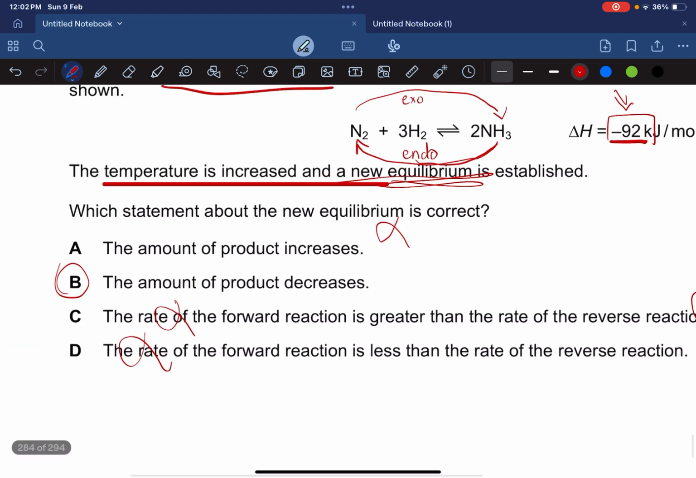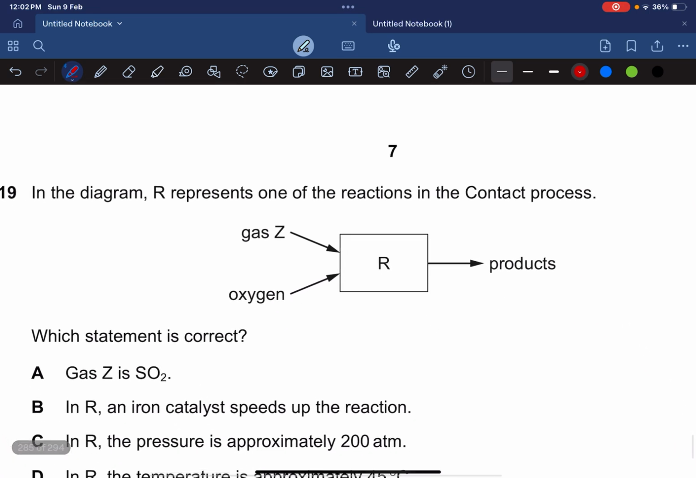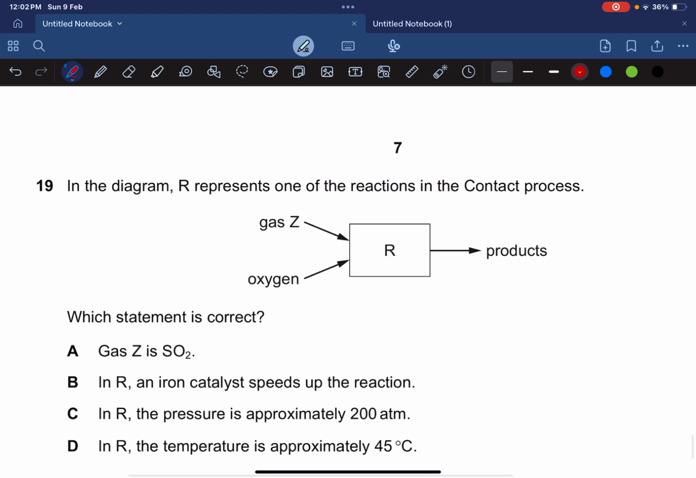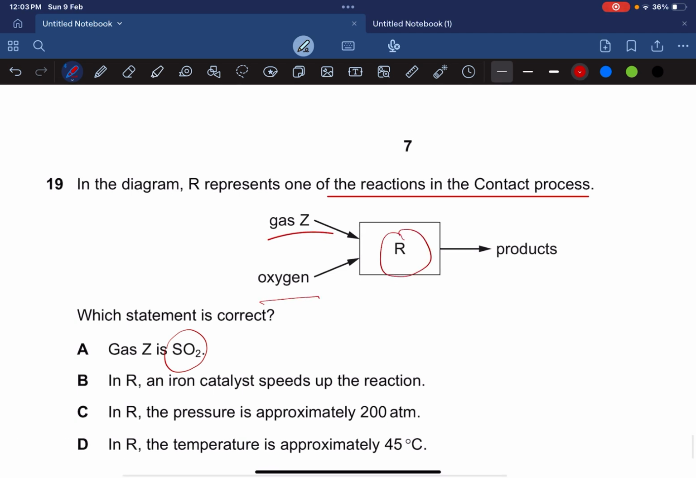Let's move on to the next MCQ. MCQ number 9, which says in the diagram R represents one of the reactions in the contact process. Which statement is correct? Gas Z is SO2. What we're doing is, R represents one of the reactions in the contact process. We take a gas, we add oxygen to it, and we form R, and then R forms the products. Gas Z is SO2. Okay, let's check it out.